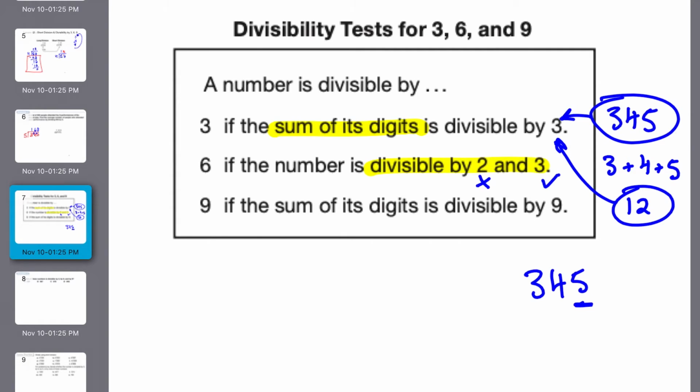And then you have 9. A number is divisible by 9 if the sum of its digits is divisible by 9. So you'd perform the same divisibility test. So if I had 345, 3 plus 4 plus 5, 12 is not divisible by 9.